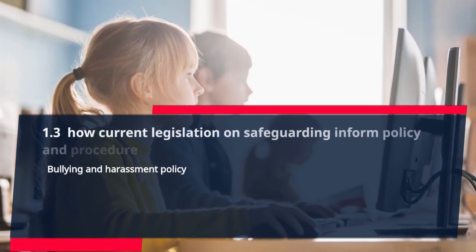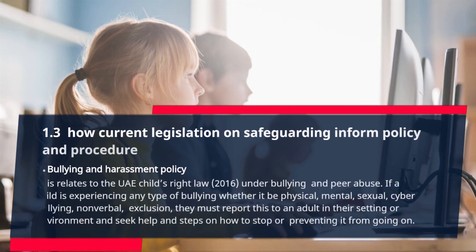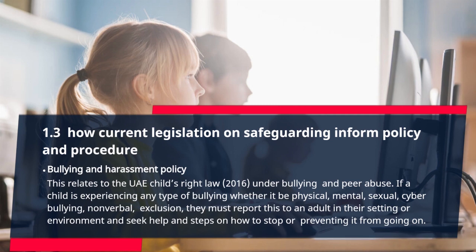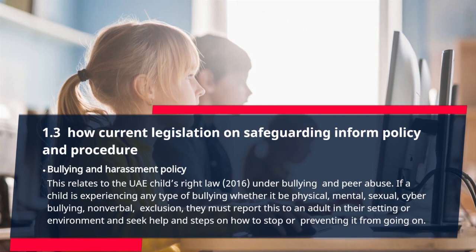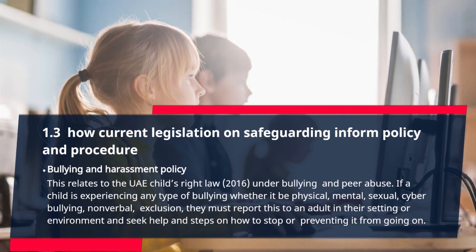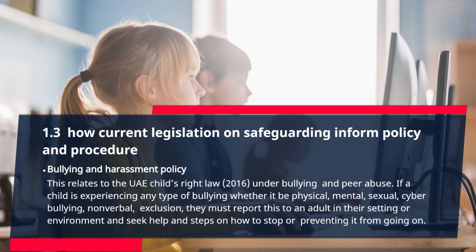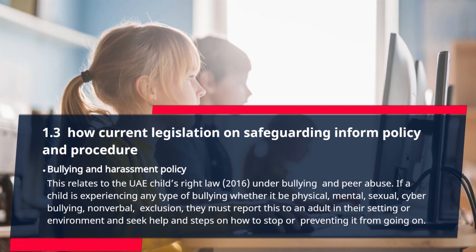1.3 How current legislation on safeguarding informed policy and procedure. Bullying and harassment policy. This relates to the UAE Child's Right Law, 2016, under bullying and peer abuse. If a child is experiencing any type of bullying, whether it be physical, mental, sexual, cyberbullying, nonverbal, or exclusion, they must report this to an adult in their setting or environment and seek help and steps on how to stop or prevent it from going on.